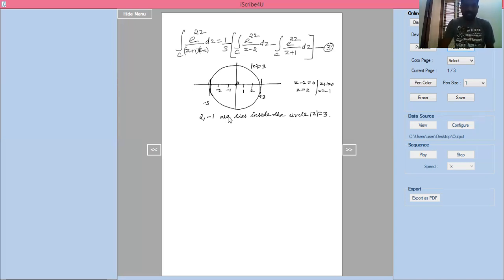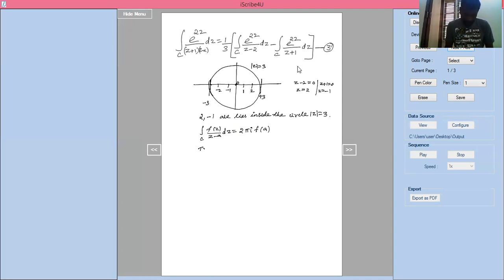Whenever it lies inside the circle, I can take the integration over C of f of z divided by z minus a into dz equal to 2 pi i into f of a. So here, what is that f of z? You can know that f of z means the numerator term, that is e power 2z. I'll take them one by one, first this and then this.